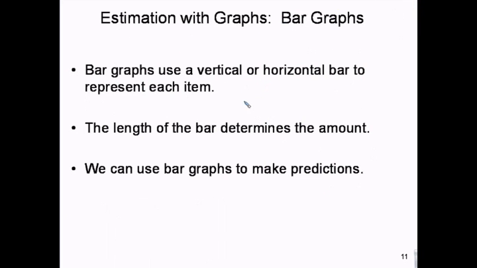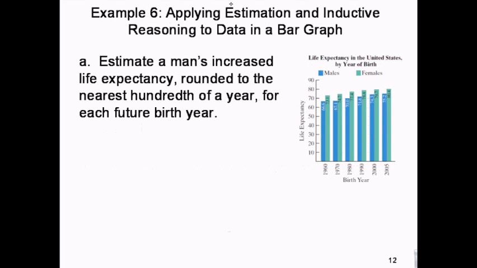Bar graphs use vertical or horizontal bars. They can go sideways. The length of the bar tells you how much it is, and then we can use them to make predictions. Let's look at this one about a man's life expectancy. The darker blue is the men and the greenish color is the women. We started in 1960, and in 1960, a man's life expectancy, it's hard to see here, but it was 66.6 years. And then we go up to 2005, and it went up to 75.2.